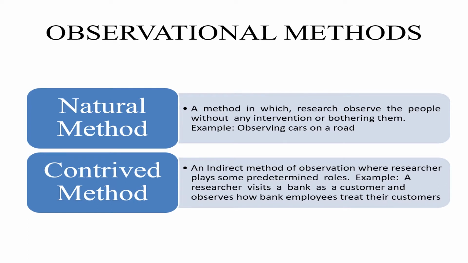Let's now discuss these methods. The first is the natural method. It is a method in which the researcher observes the people without any intervention or bothering them. For example, observing cars on the road. The next is the contrived method. It is an indirect method of observation where the researcher plays some predetermined roles. For example, a researcher visits a bank as a customer and observes how bank employees treat their customers.